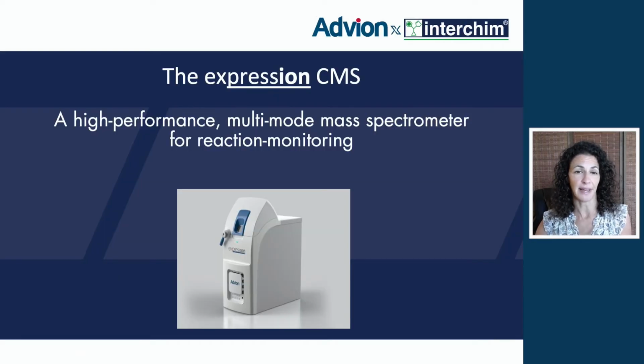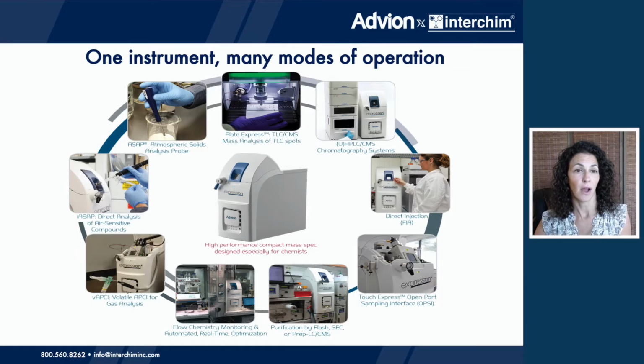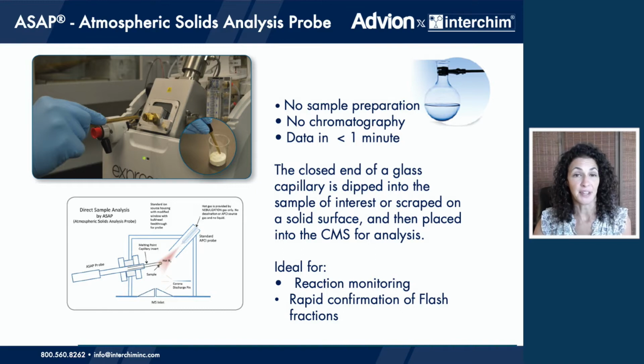The Advion Mass Spec is a compact benchtop unit that allows for real-time reaction monitoring with many sample introduction options. Our compact benchtop Mass Spec gives you the flexibility to use the system for many applications. Today I'll be touching upon reaction monitoring using several rapid injection techniques, along with the TLC plate reader and mass-triggered purification. The first one I'd like to tell you about is the atmospheric solid analysis probe.